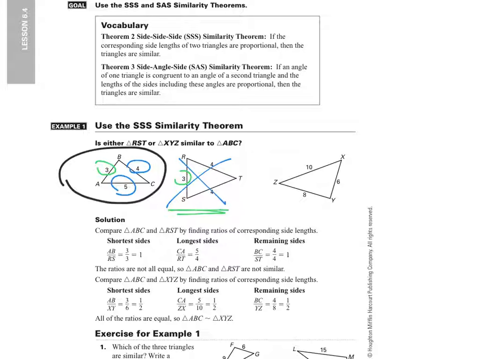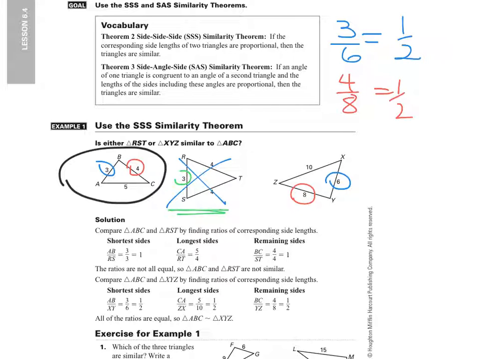Okay, so again, let me go back here. I'm going to erase these, and I'm going to do a different color for each one of the sides. So this is 3, and it's going to match with the smallest number here, which is 6. So 3 to 6, and it's 1 to 2. Then I'm going to go to the next largest number, which will be 4, and it's going to match with the next largest, which is 8. And again, I'm still at 1 to 2, so I'm looking good. I still have to check that third side. That third side could mess me up. However, remember, they're going to all be similar. So 5 and 10, and again, simplifies to 1 to 2.